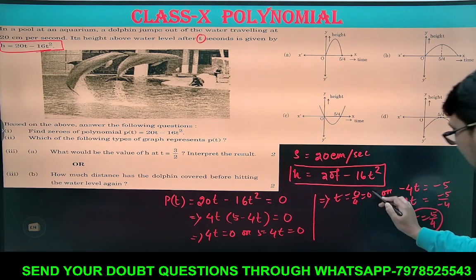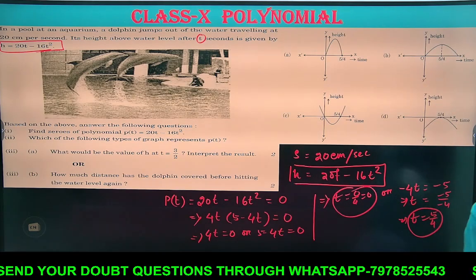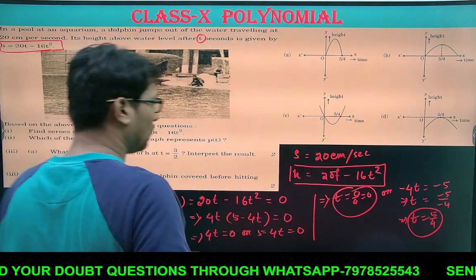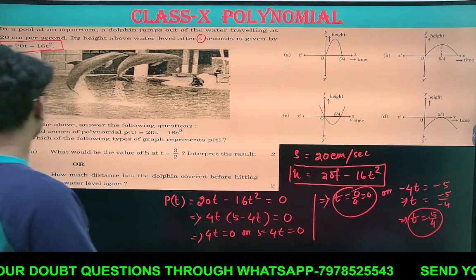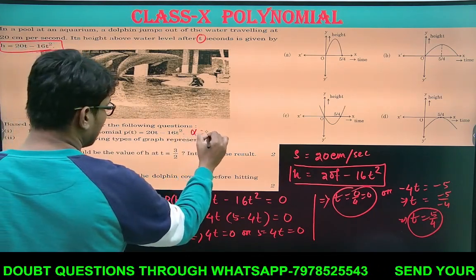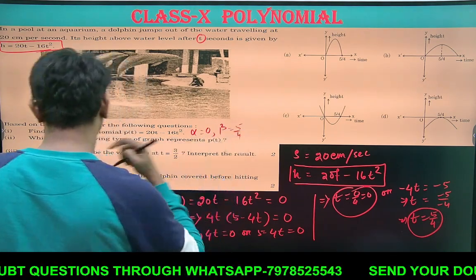So the zeros are what? 0 and 5 by 4. The zeros of this polynomial, what are the zeros? One is 0, other one is 5 by 4. So the first question answer is alpha is 0 and beta is 5 by 4.